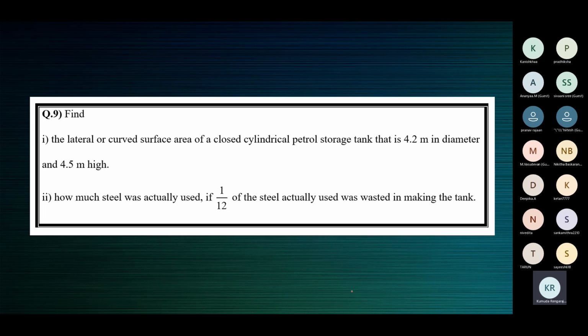So we need to find the lateral or the curved surface area of a closed cylindrical petrol storage tank that is 4.2 meters in diameter and 4.5 meters high. The material, whatever metal is used to make this tank, is used all over, but they want you to find only the CSA. The tank has a total surface area. You can find 2 pi r into r plus h for this tank, because the metal used to build this tank is used all over: the curved surface area, the circle on the top and the circle below.